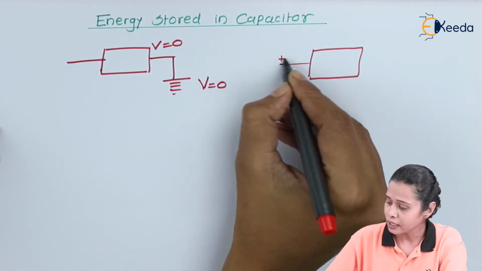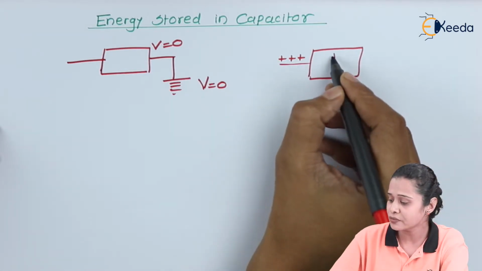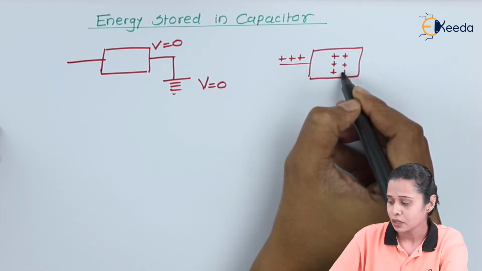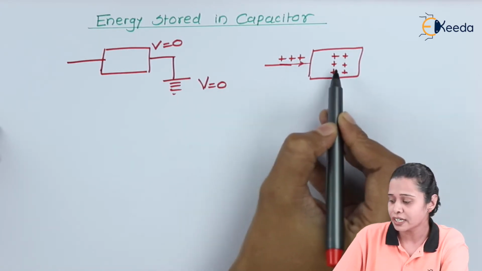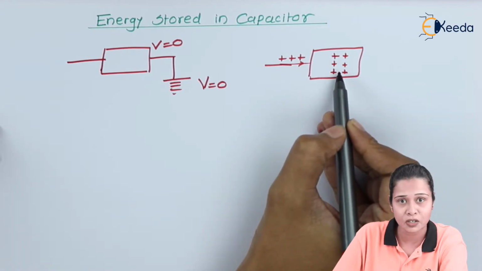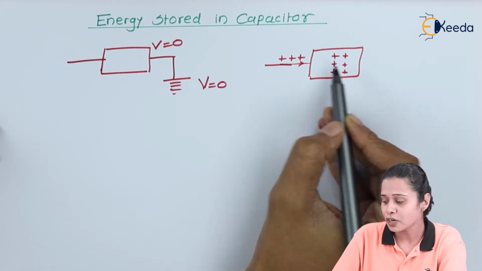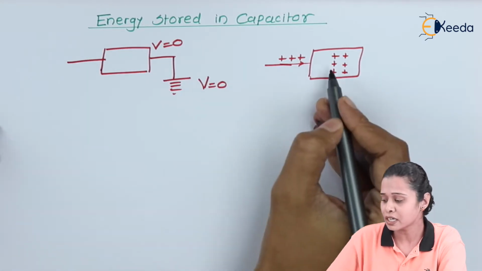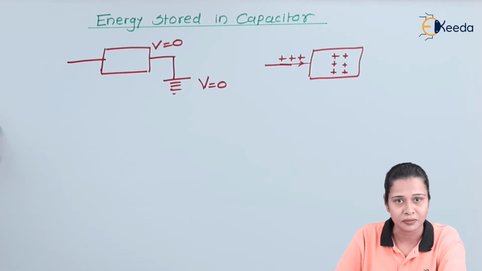So there are charges, and these charges will pile up on the metal plate. But as the charges enter, there is a repulsion between them and the charges which are already present on the metal plate. Hence, these positive charges will push the incoming charges. So to enter these incoming charges on the metal plate, some work is done.